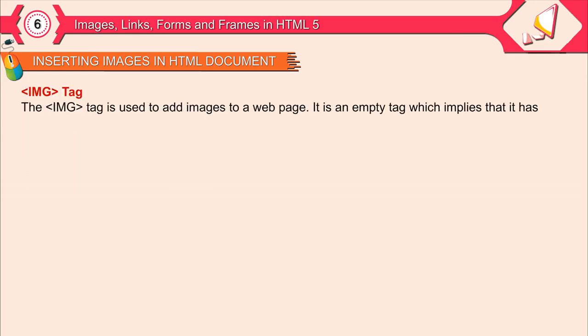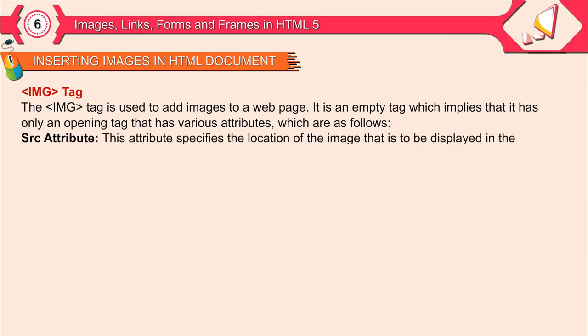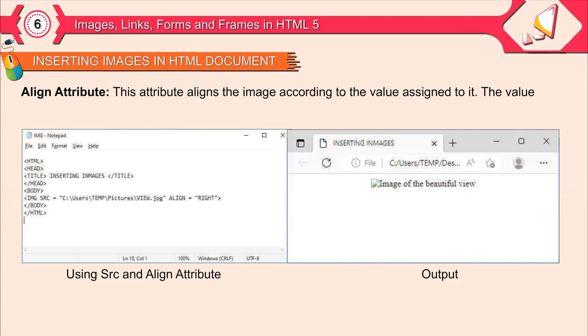Image tag. The image tag is used to add images to a web page. It is an empty tag, which implies that it has only an opening tag, that has various attributes, which are as follows. SRC attribute. This attribute specifies the location of the image that is to be displayed in the web page. Align attribute. This attribute aligns the image according to the value assigned to it. The value of align attribute can be left, right, top or bottom.